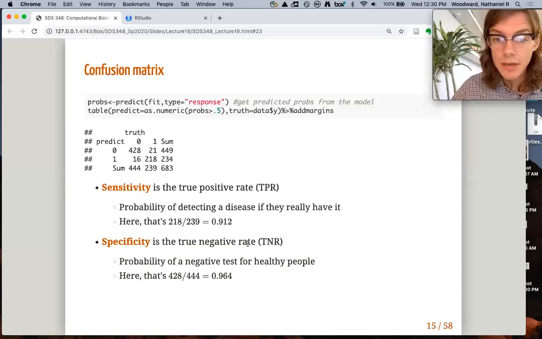Specificity is the true negative rate. So out of everybody who is negative, how many of those did we predict negative? Out of everybody who's actually benign, how many did we predict were benign? Well, that's pretty high too, 428 out of 444.